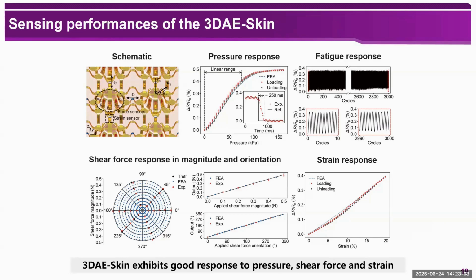If you look at the results here, it shows that we apply the shear loading to the device along 6 different directions, and the predicted shear force magnitude and angle agree very well with the prescribed values. And in terms of the strain sensing, we stretch the device and unload up to 10,000 cycles with a strain amplitude of 20%. And after the fatigue loading, the device is still performing very stably.